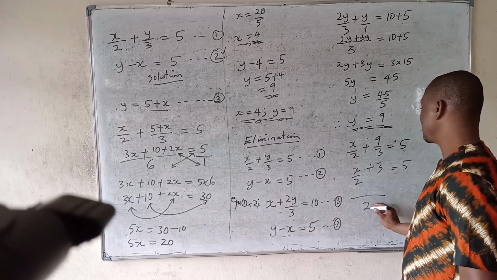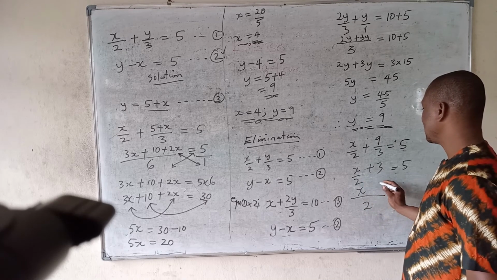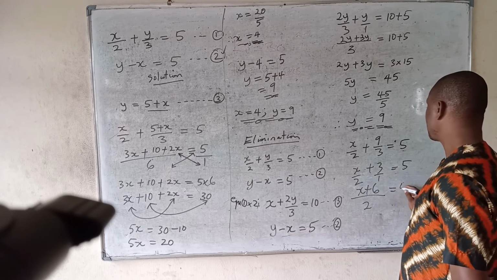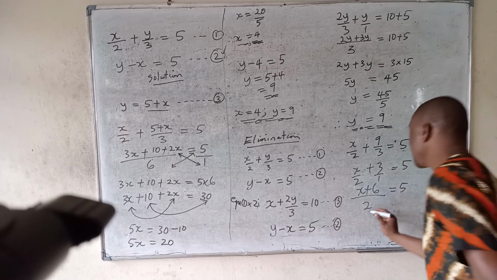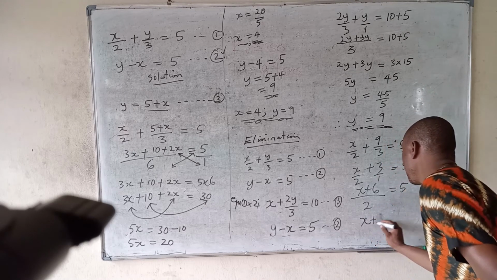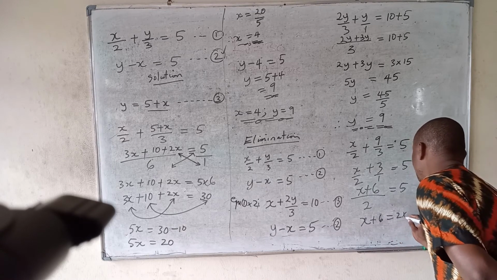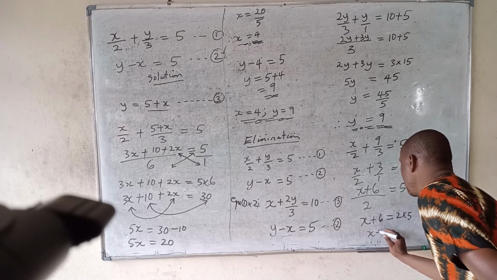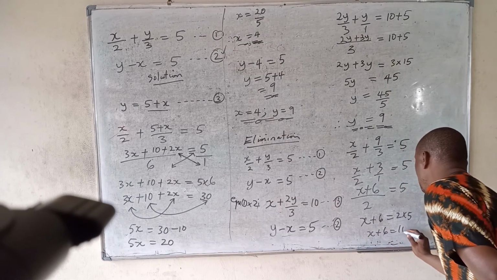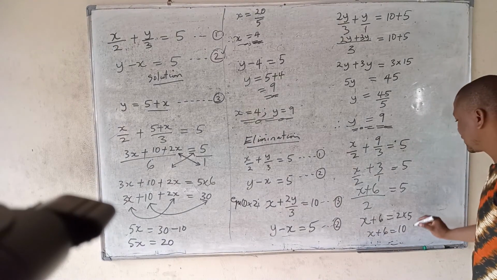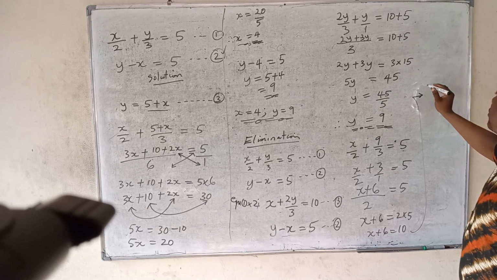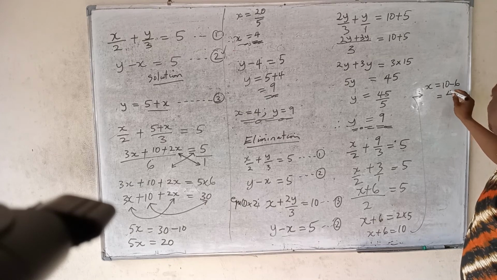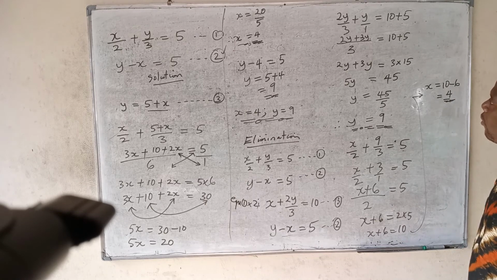You can get the LCM of this. 2 into this is x. 2 into y is 2 times this, 6, plus 6 equal to 5. So you go ahead and cross multiply to have x plus 6 equal to 2 times 5, which is 10. So x plus 6 equal to 10. Making x the subject of the formula, you have that x is the same as 10 minus 6, which is 4. So x is equal to 4.